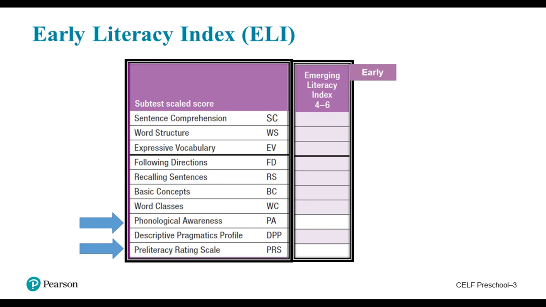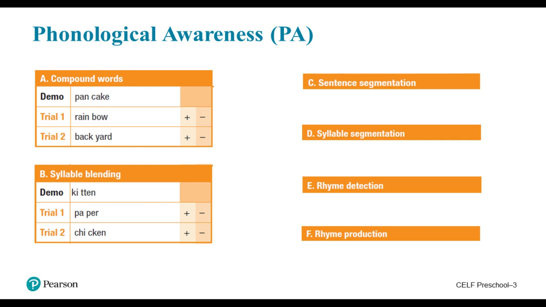The Phonological Awareness and the Preliteracy Rating Scale subtests were designed to provide an organized observation of the child's early literacy skills required by many local education agencies as a measure of school quality or student growth. The Early Literacy Index score can be obtained for children ages 4 to 6. Phonological awareness includes 6 tasks: compound words, syllable blending, sentence segmentation, syllable segmentation, rhyme detection, and rhyme production.